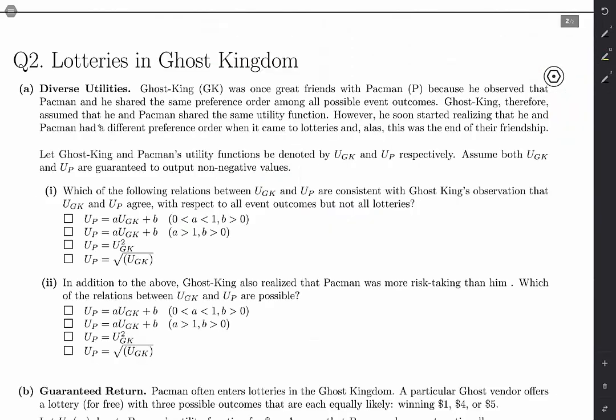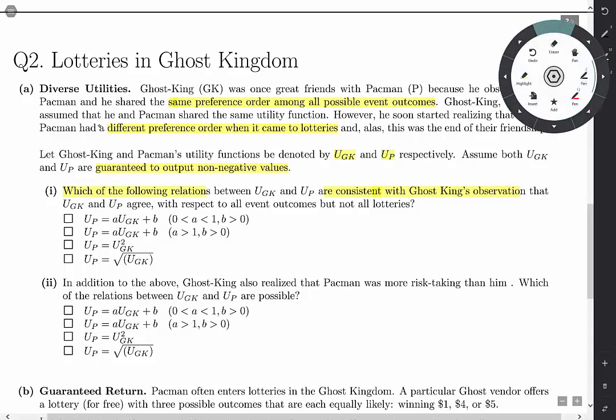Question 2. This one is about utilities. So here we have this Ghost King and Pac-Man, and they have the same preference order among all possible event outcomes. Does this mean they have the same utility function? Maybe not, because they have a different preference order when it comes to lotteries. So we have U_GK and U_P to denote the utilities, and they're guaranteed to be non-negative. For the first question, we're asked which of the following relations are consistent with this observation.